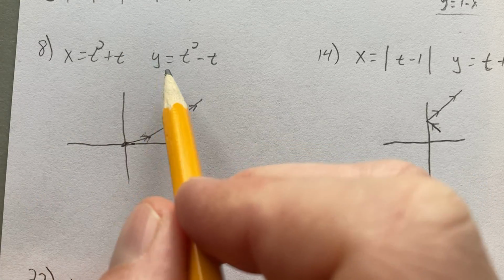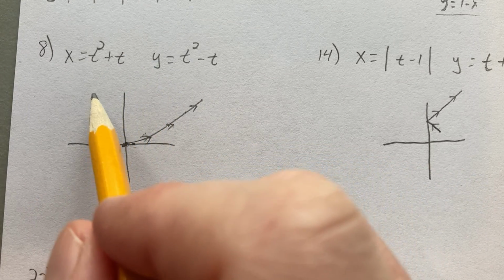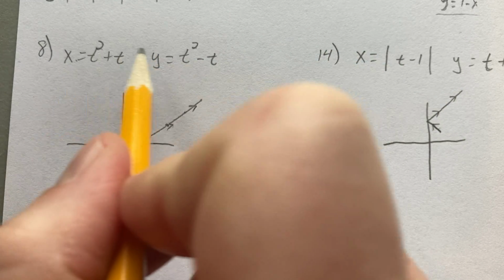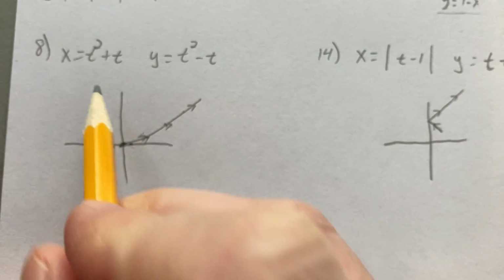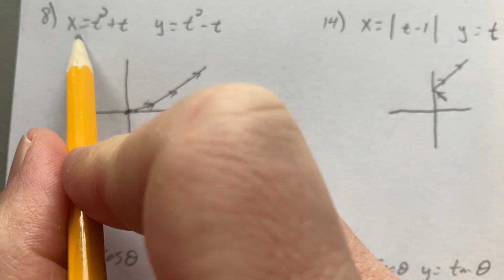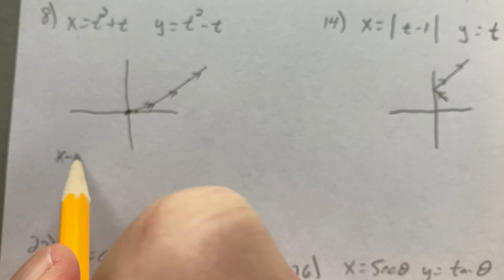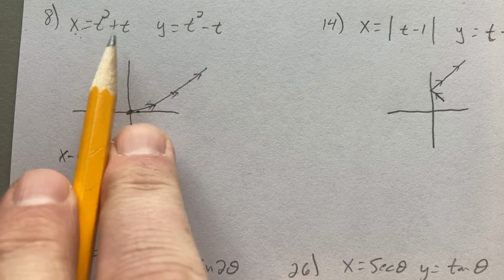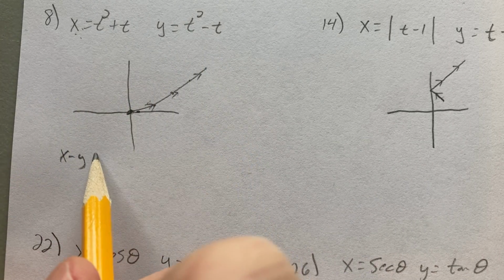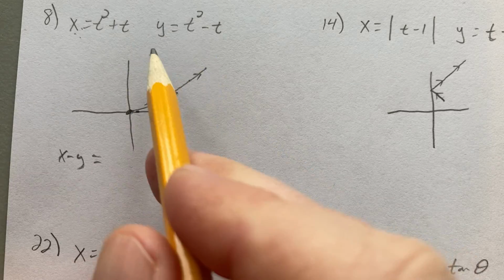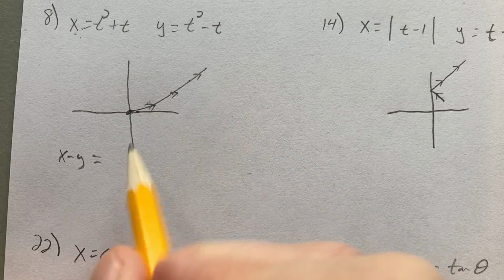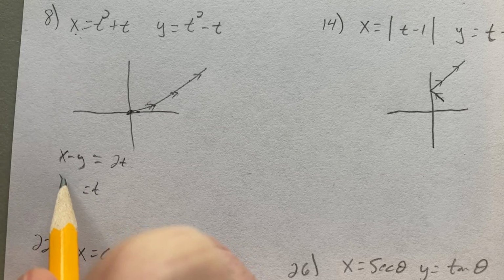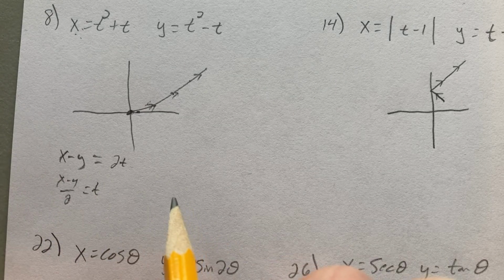All right, now to eliminate the parameter, this one's really goofy, and don't worry about this so much. But what I did was I just took this equation and I subtracted them. So then I got on the left side x minus y. So I'm taking this minus this, and then I'm going to take this minus this, and that'll give me t squared minus t squared, which goes away, and then t minus negative t gives me 2t, which means t is equal to x minus y over 2.